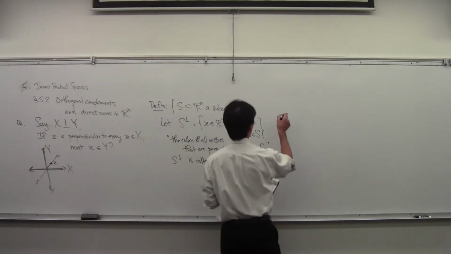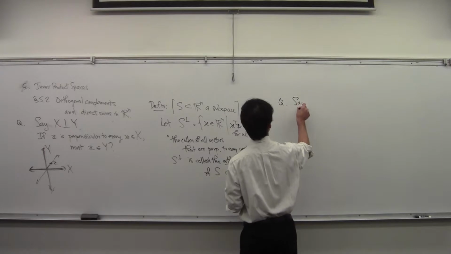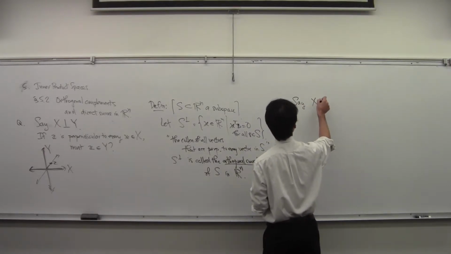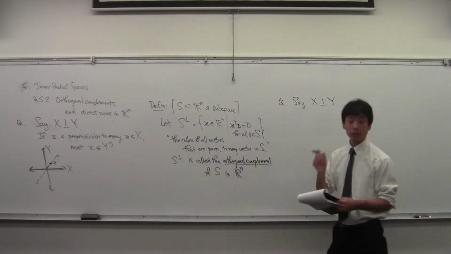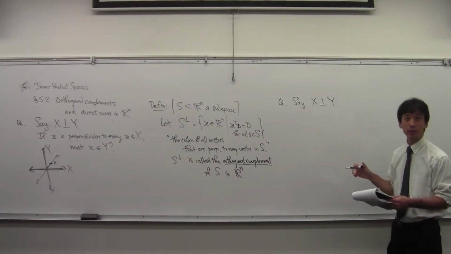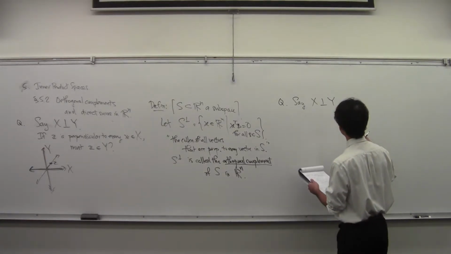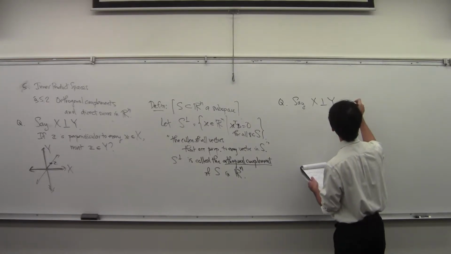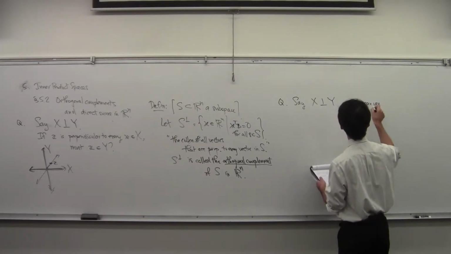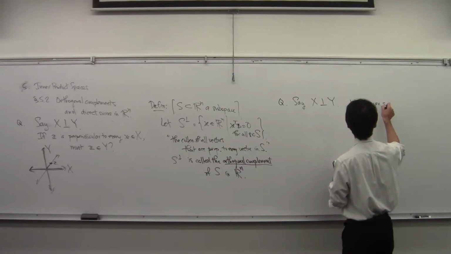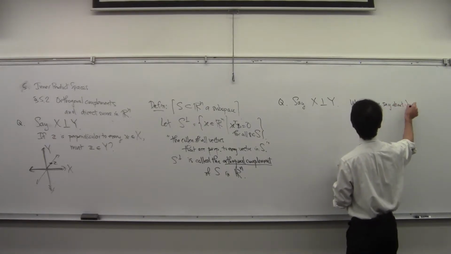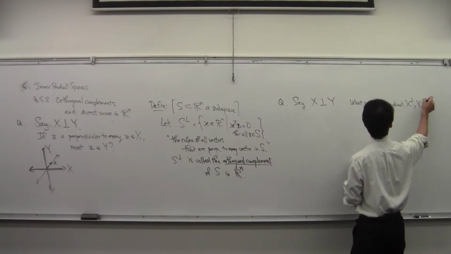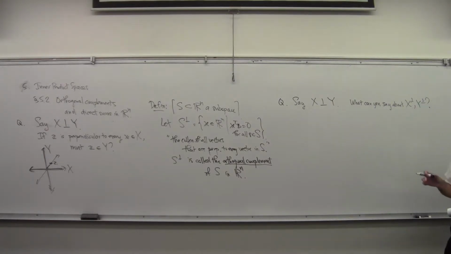Okay, so let me ask you a question. Let's say that x is perpendicular to y, that you've got two subspaces and they're orthogonal to each other. It's a little bit poorly phrased, but what can you say about x perp and y perp? What does that tell you about the orthogonal complements?